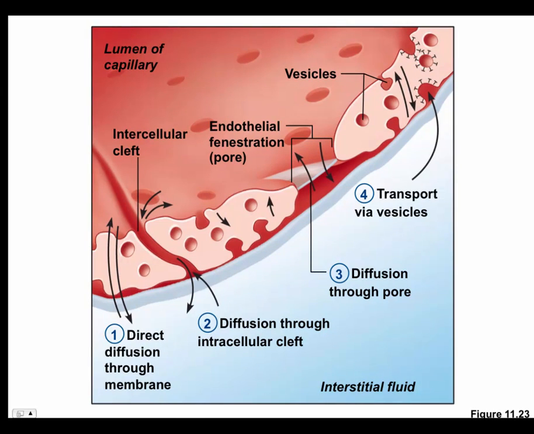Let's go over these 4 different ways of transport across the membrane again. These are direct diffusion through the membrane. You'll see this with the gases. Also, diffusion through intercellular clefts. These can be ions. Same thing through the pores. You're going to see lots of ions and fluid through this area. And of course, the larger molecules and larger proteins are going to need to be transported in and out through the membrane. So this is transport vesicles, and we use endocytosis and exocytosis for that.